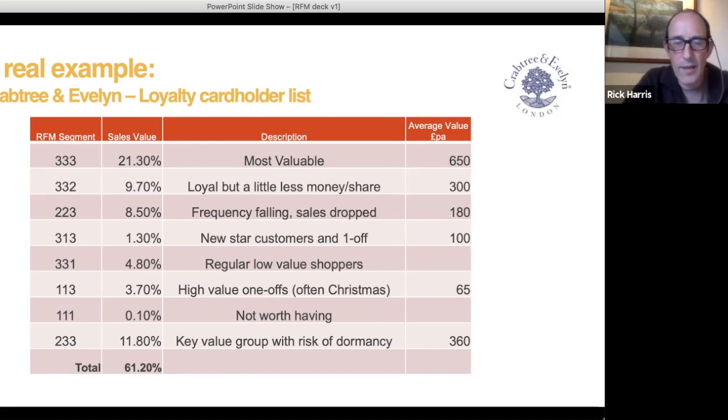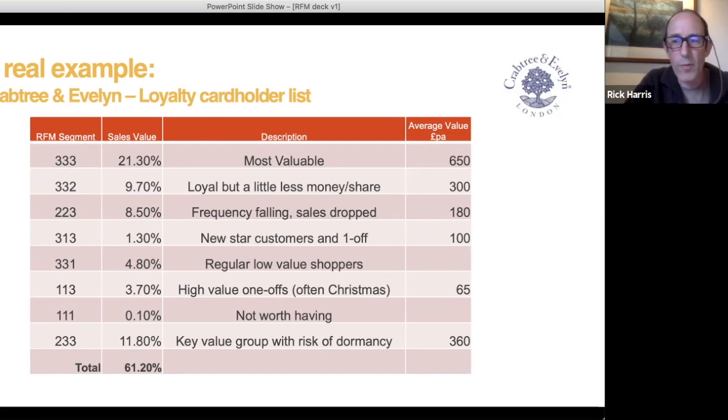So one of the first things I'd do with 333s, if you've got a store base, is find out which stores these people visit. I can greet them by name when they come in. I can give them a reason to come in. So you could say, well, I've found the segment I like the look of.